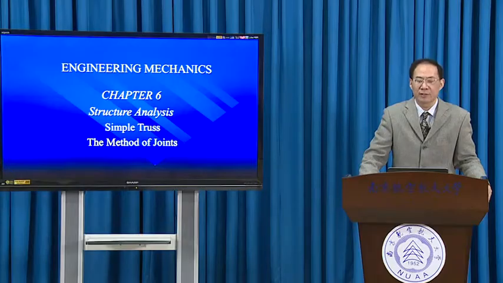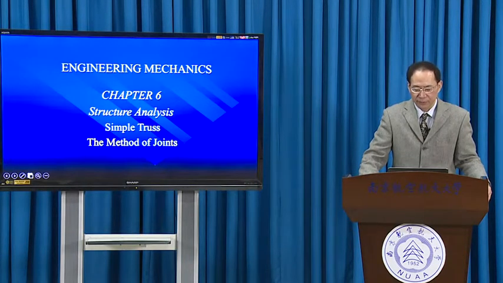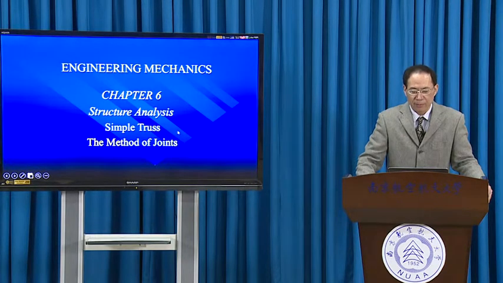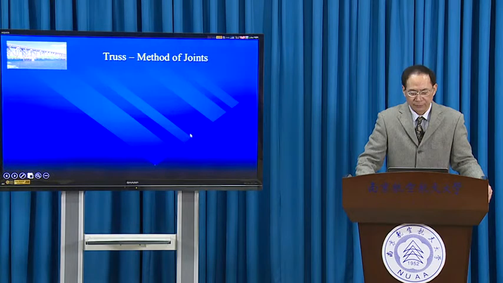Today, we will take up chapter 6, Structure Analysis. First section is simple truss, the method of joints. Truss method of joints.